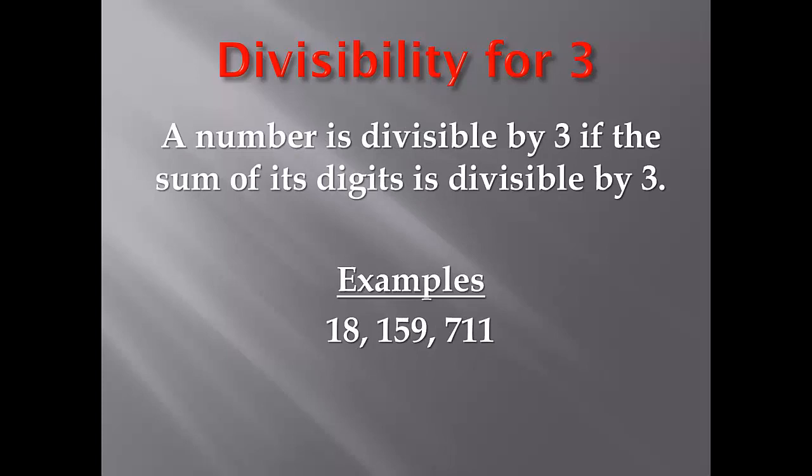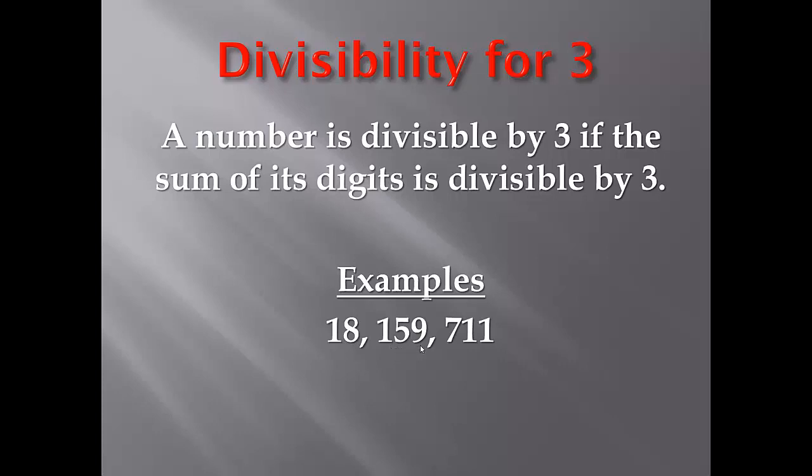Now our divisibility rule for 3 is a number is divisible by 3 if the sum of its digits is divisible by 3. So now look at some examples. The first example we have is 18. For 18, if we're going to have the sum of its digits, that means that we're going to add 1 plus 8. And 1 plus 8 is 9. 9 can be divided by 3, so we know that 18 can be divided by 3.